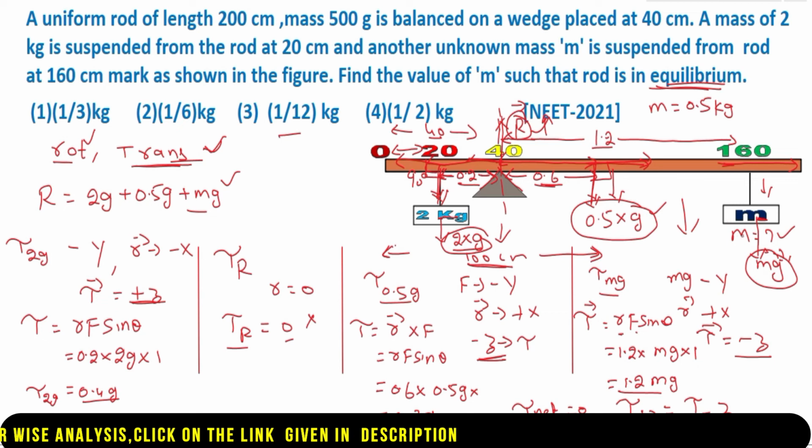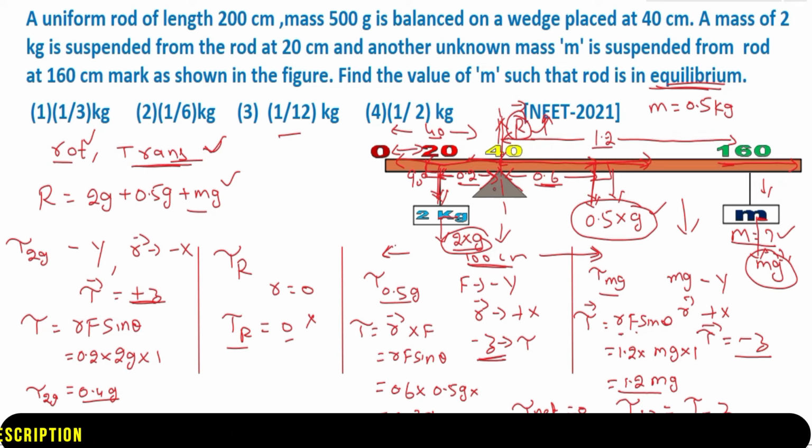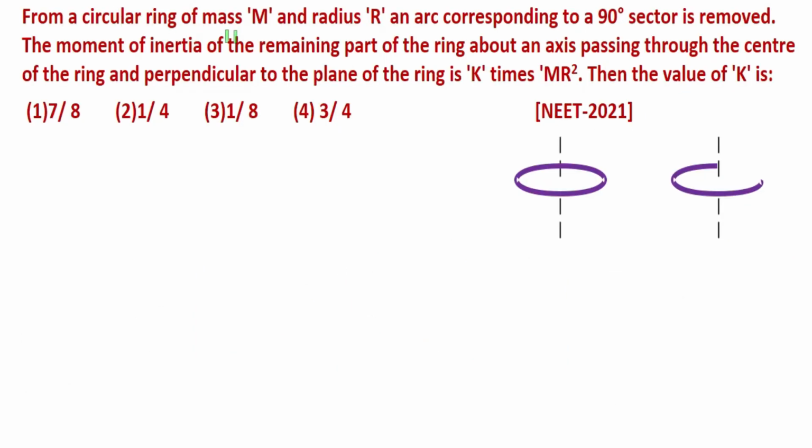So this mass of 1 by 12 kg will keep this rod in equilibrium with respect to this axis. Okay, now let us move to our next question. From a circular ring of mass M and radius r, an arc corresponding to 90 degree sector is removed. The moment of inertia of the remaining part of the ring about an axis passing through center of the ring and perpendicular to the plane of the ring is k times Mr square.